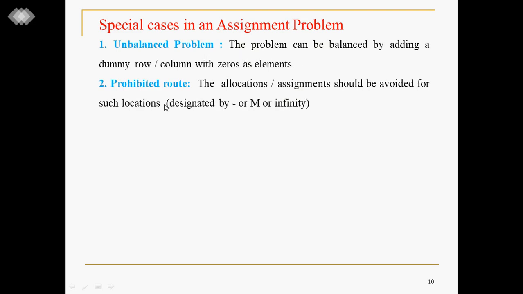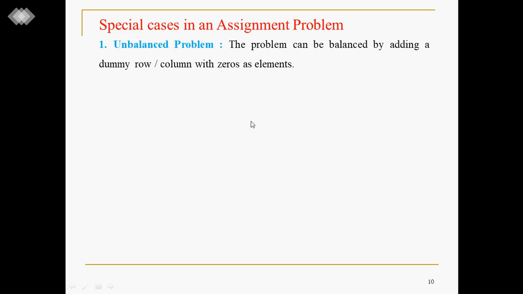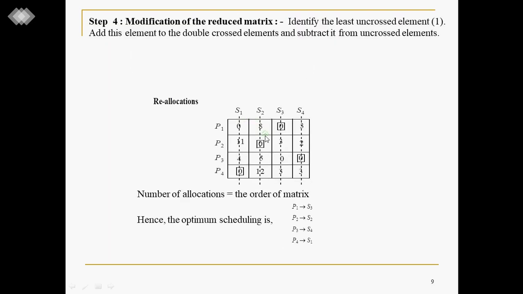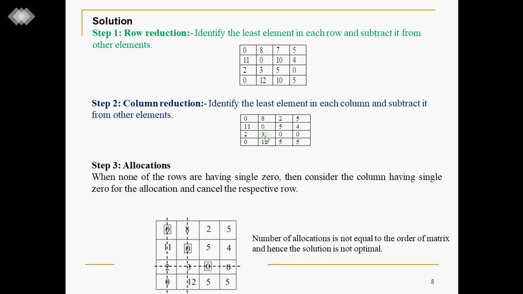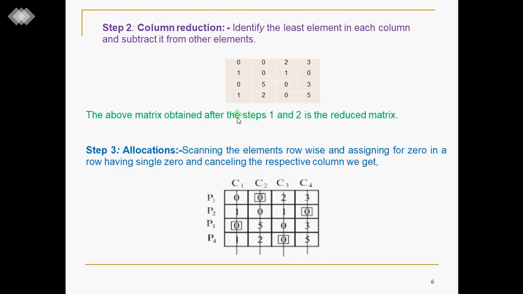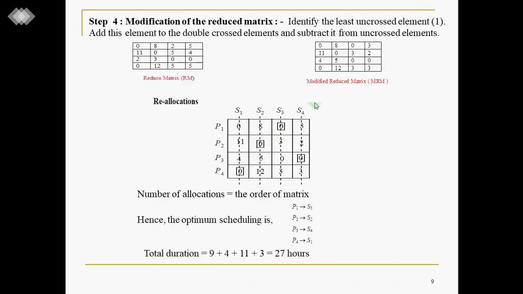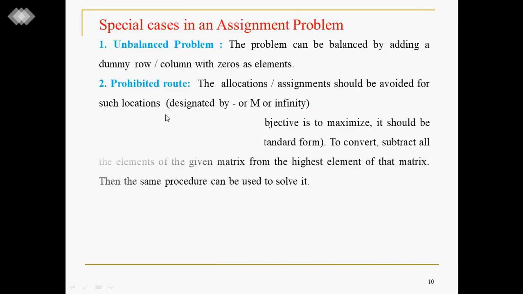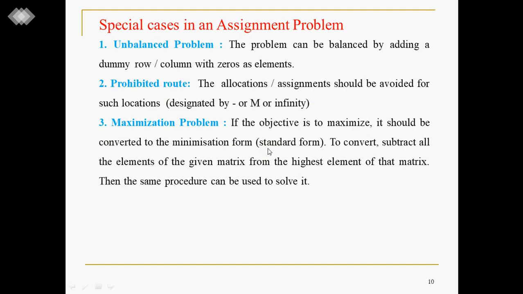You have to understand the prohibited route; it is very simple. Of course, it is discussed in the transportation concept also. The allocations or assignments should be avoided for such locations. For example, they will give a dash, infinity or M there. I mean you are not supposed to allocate for that. You have to leave it blank, nothing else. That is called the prohibited case. Fine. Unbalanced, prohibited, then the maximization problem.